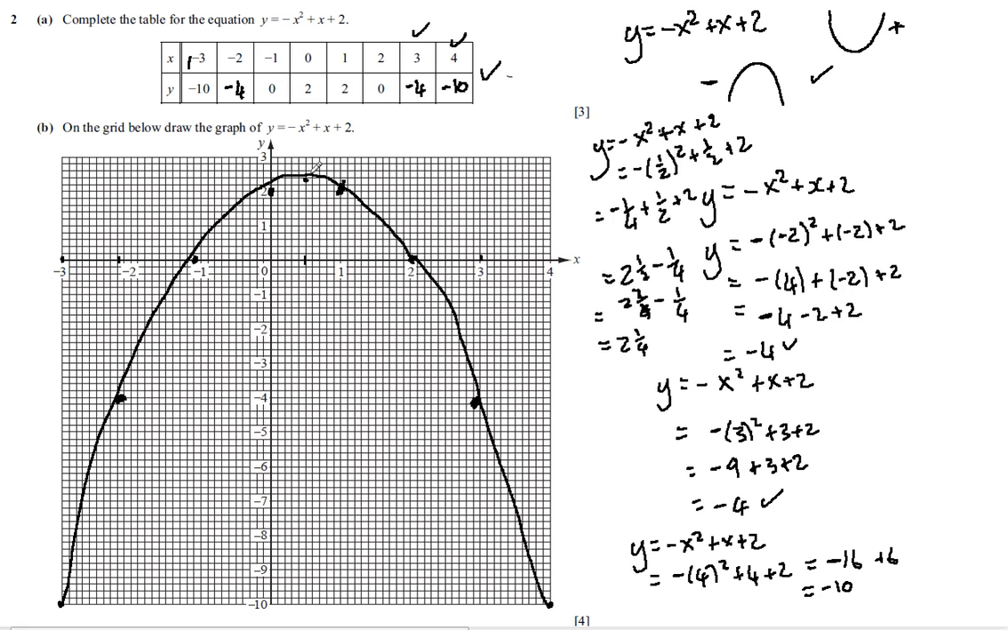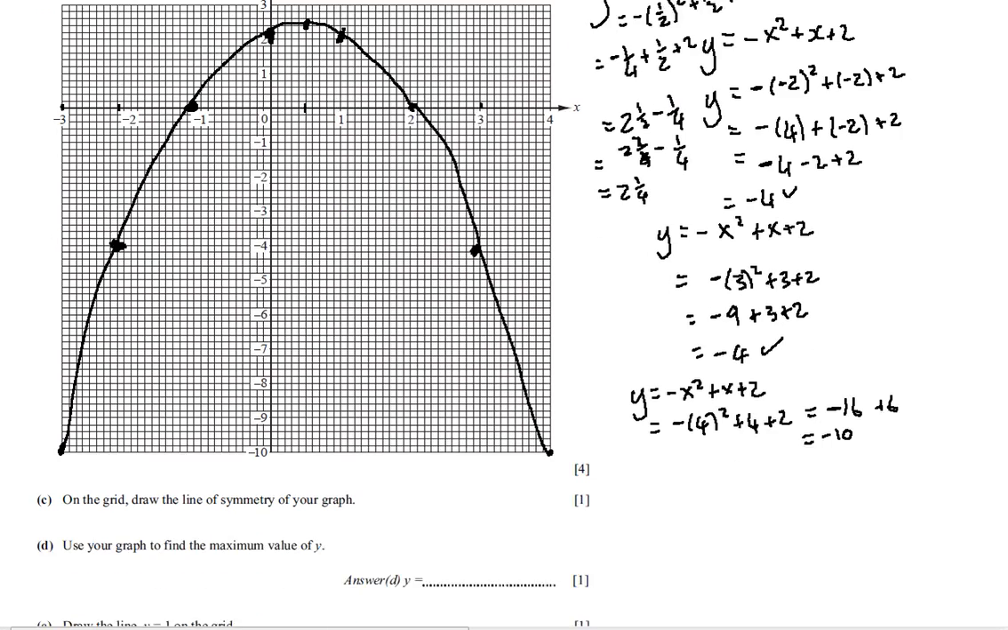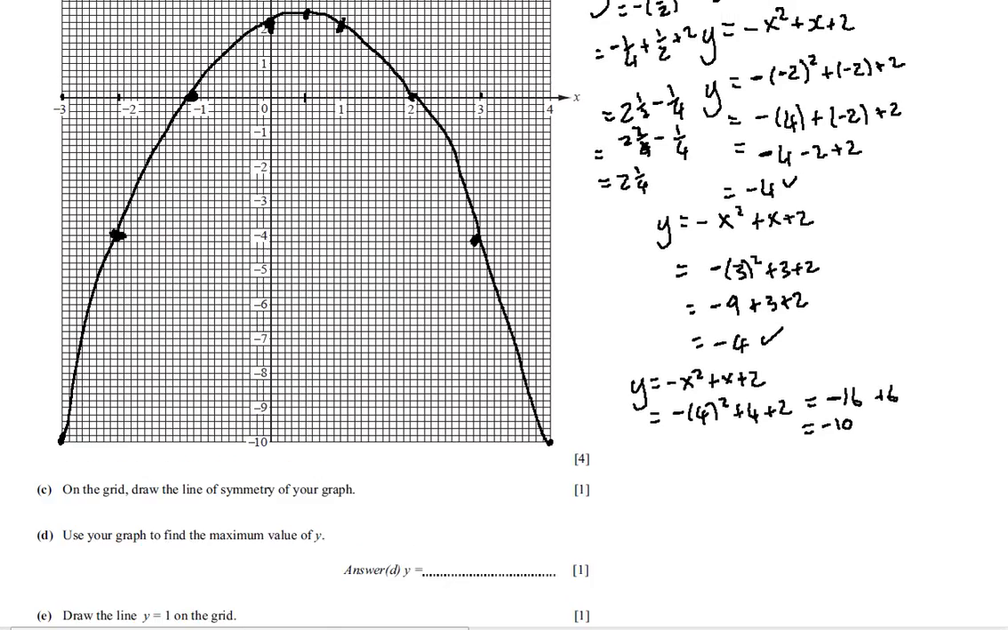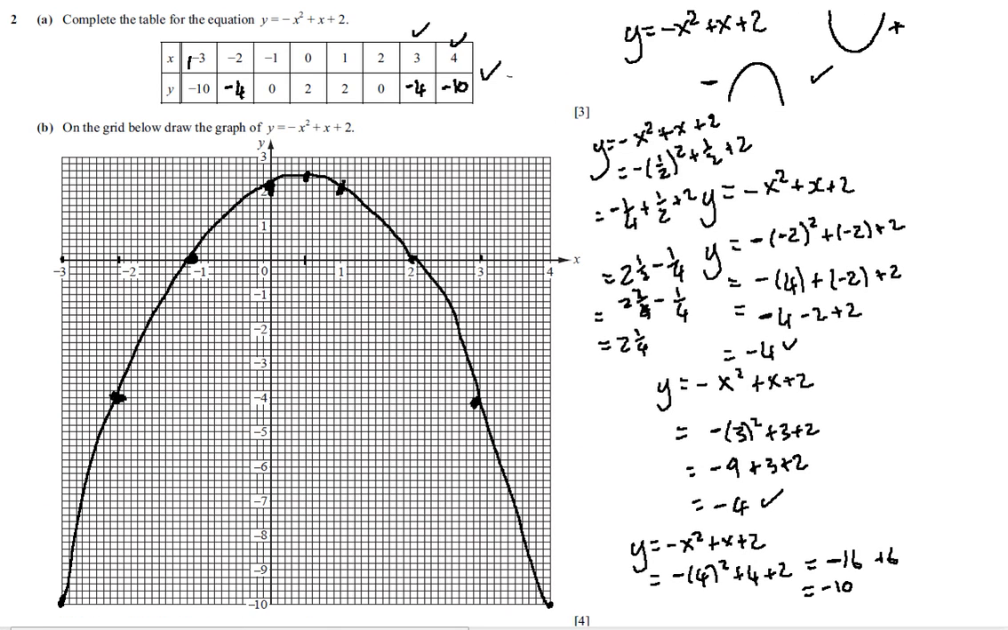Your line is to go through all of these points, and you'll get marks for the line going through those points, not as badly as I've done over here. So that's the first question. On the grid, draw the line of symmetry of the graph. The line of symmetry is the line you can draw that makes one side symmetrical to the other, or a mirror image in other words, and that will always go through the turning point of your parabola. We know that the turning point is at x equal to negative 0.5.